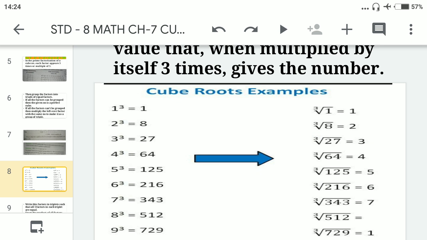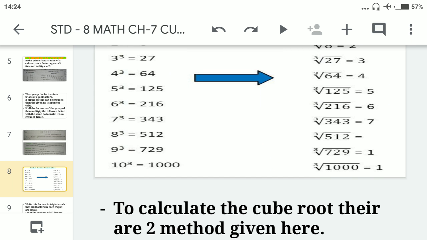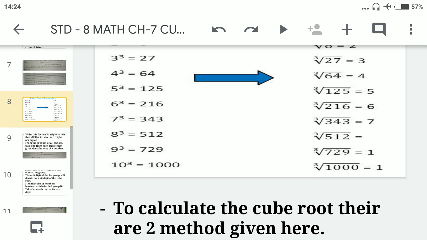Like we can say 4 cubed equals 64, so the cube root of 64 is 4. And 6 cubed is 216, so the cube root of 216 is 6. Like this we can calculate. So to calculate the cube root, we have two methods here.